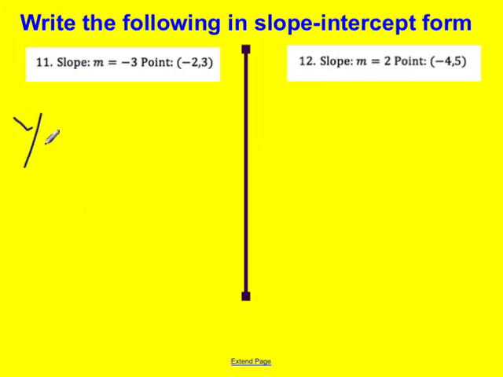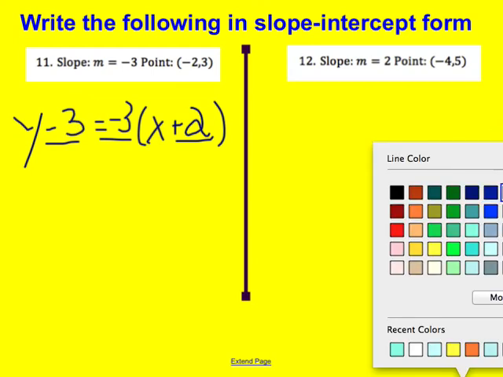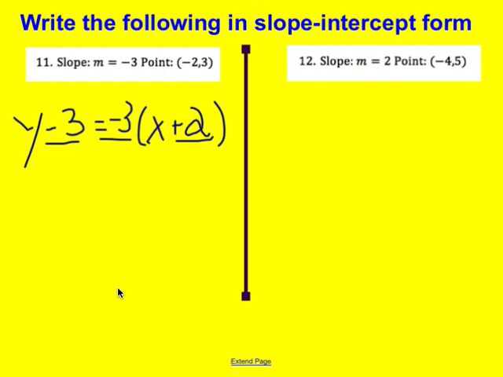So the first thing I'm going to do is take all of this information and put it into point-slope form. So my slope is -3. Opposite of my x-coordinate is going to be +2. Opposite of my y-coordinate is going to be -3. So now what I want to do is take and distribute each of these. So I'm going to take -3 and distribute it in.